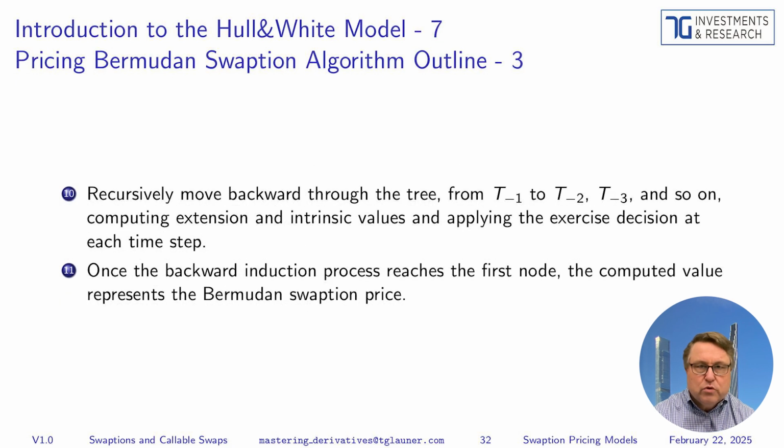Now proceed with backward induction through the tree. Recursively move from T-1 back through T-2, T-3, and so on, computing extension and intrinsic values and applying the exercise decision at each step. Once this process reaches the first node, the final computed value represents the Bermudan swaption price.